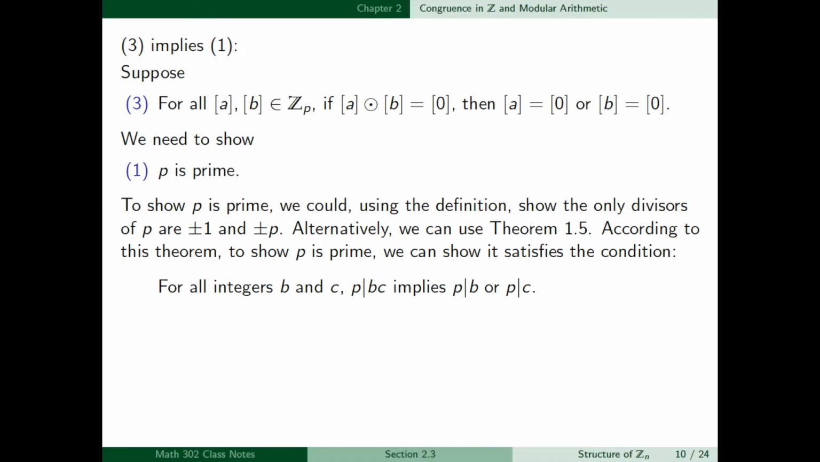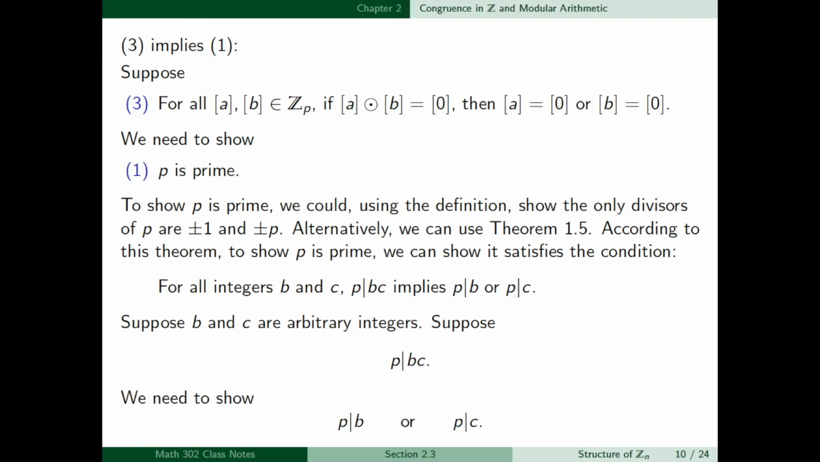So to show that it satisfies this condition, we'll suppose that b and c are arbitrary integers. We'll suppose the hypothesis that p divides the product bc, and we need to show the conclusion that p divides b or p divides c.